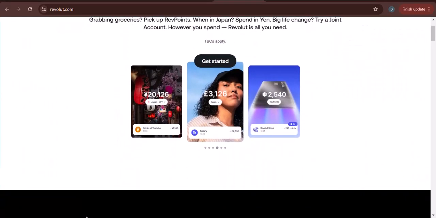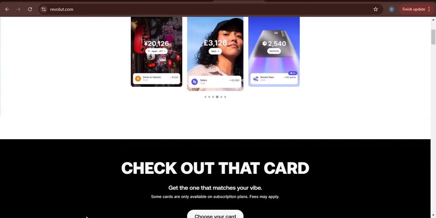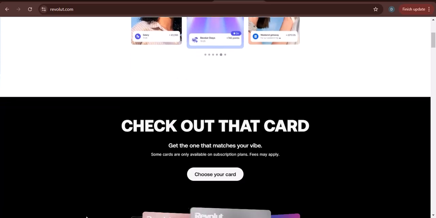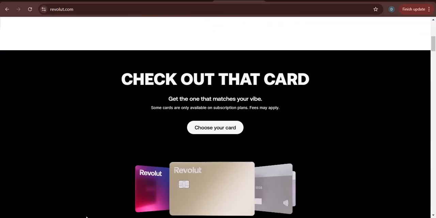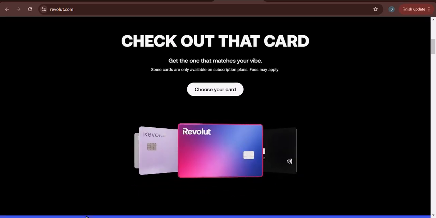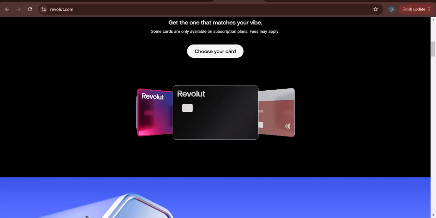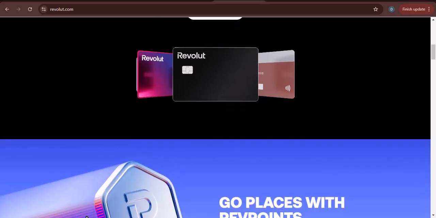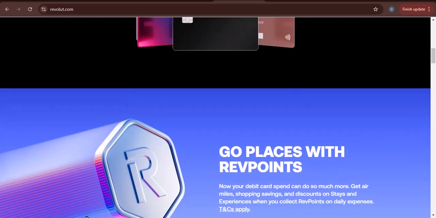Today, I'm going to be talking about a question that I get asked a lot. Can Revolut accept USD? Before I get into the answer, I want to give you a little bit of background on Revolut. Revolut is a fintech company that offers a variety of financial services, including a prepaid debit card, currency exchange, and international banking. It's a really popular choice for people who travel or do business internationally, and it's also a great option for people who want to save money on foreign exchange fees.